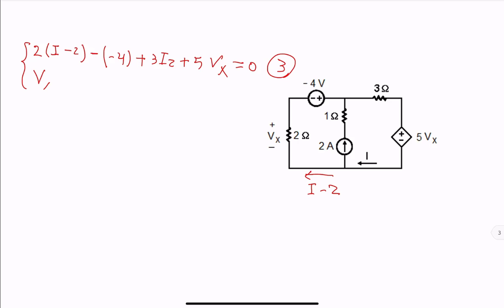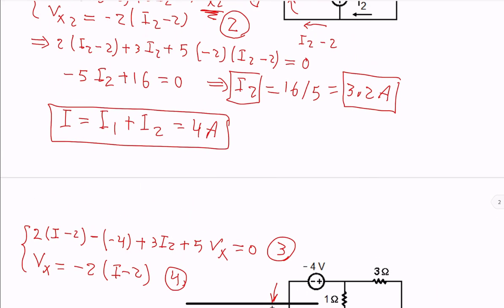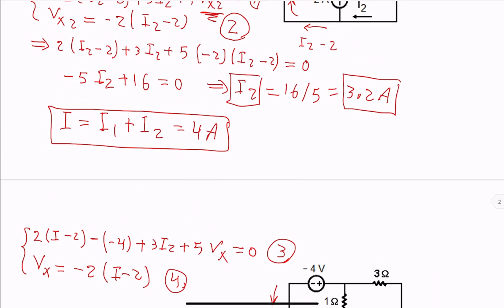So Vx is negative 2 times I minus 2, 2 times current entering positive reference of Vx. Let's call this equation 4. Comparing equation 4 to equation 2, we see these are pretty much the same. Instead of I2, we have I here. So that's the same as equation 2.